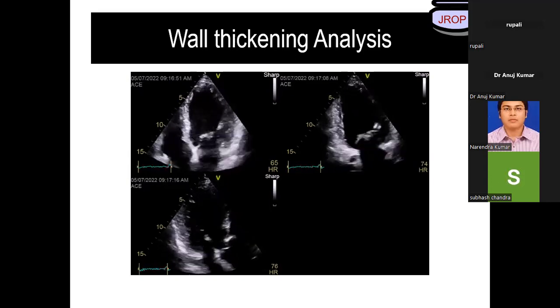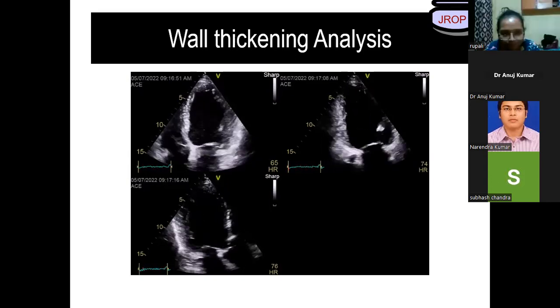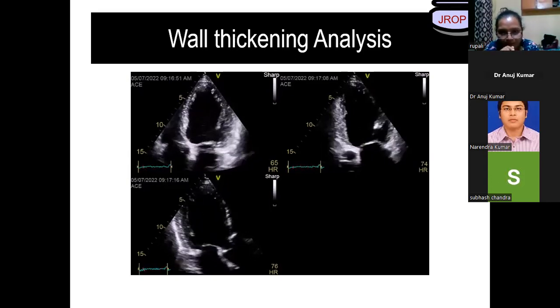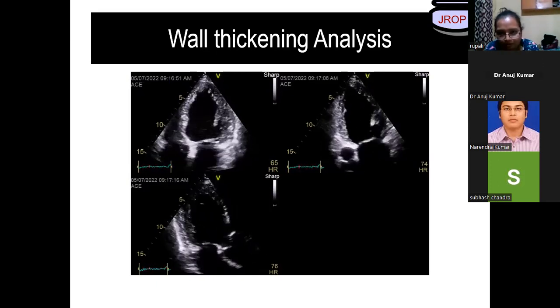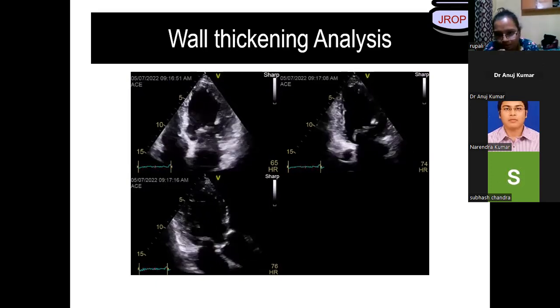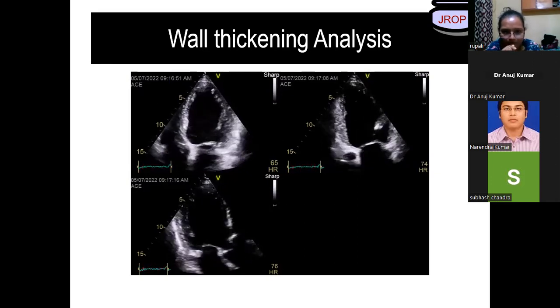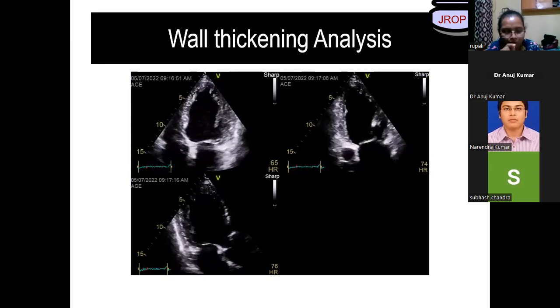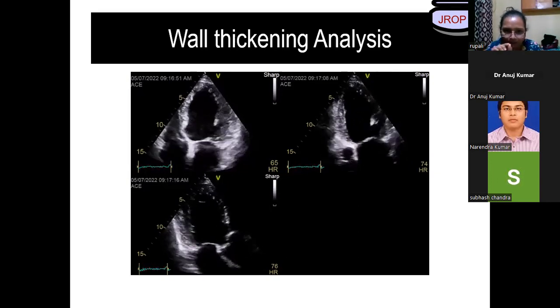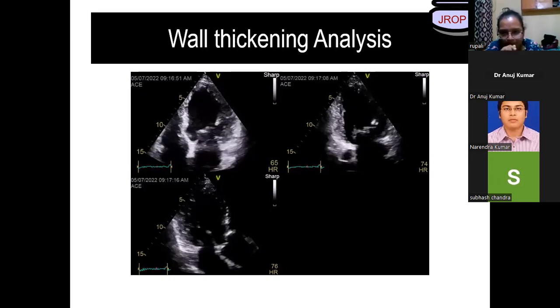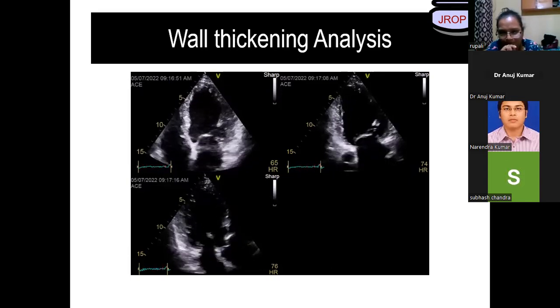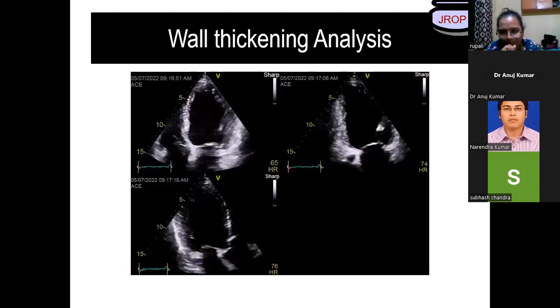Sir, the first view is the four-chamber view, and the basal septum is akinetic. Then in the two-chamber view... No, I'm not going to two-chamber. I'm just asking for the four-chamber view. Basal septum is akinetic. Anything else? And the lateral wall, basal lateral wall, sorry, apical lateral wall is hypokinetic. Then attempt whatever you see correctly. Don't attempt whatever you can't see correctly, Rupali.